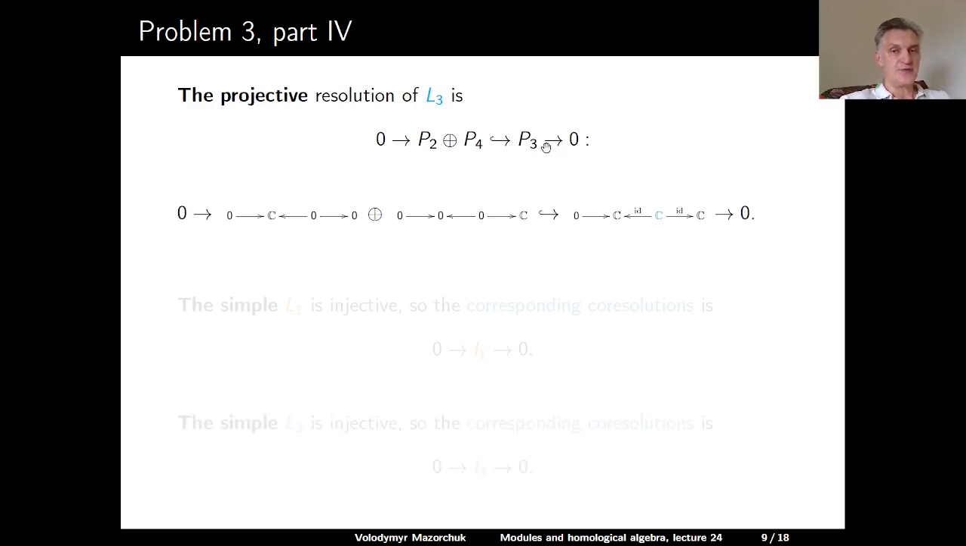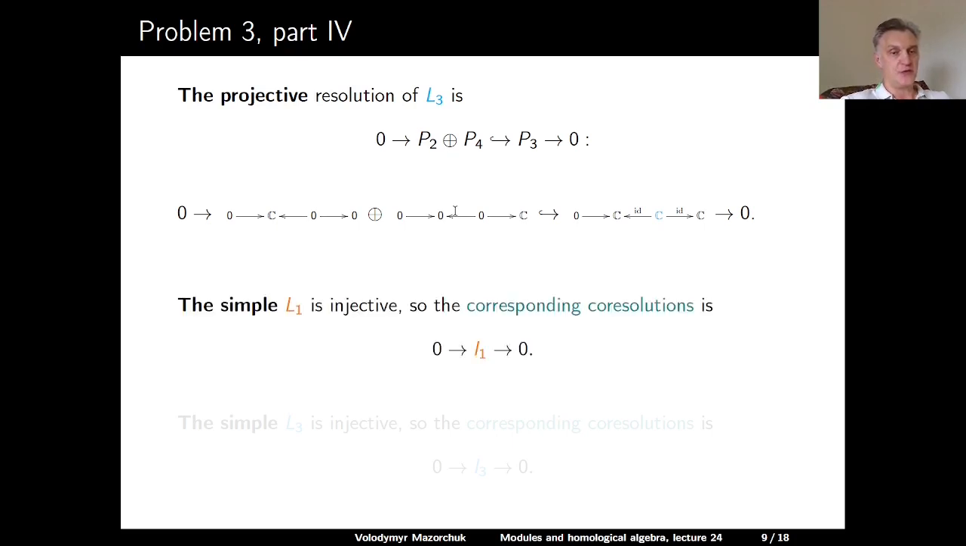On our diagrams, P3 is one-dimensional at vertices 2, 3, and 4, and here in the vertex 2 we have its image of the projection onto L3. The kernel lives at the vertices 2 and 4, and so it is given by P2 plus P4.